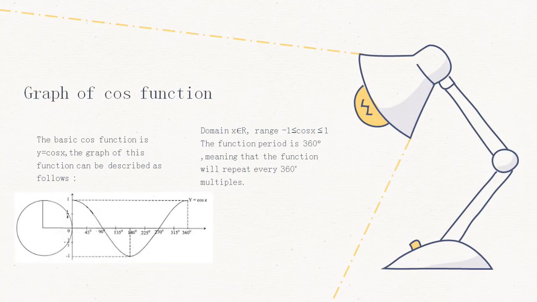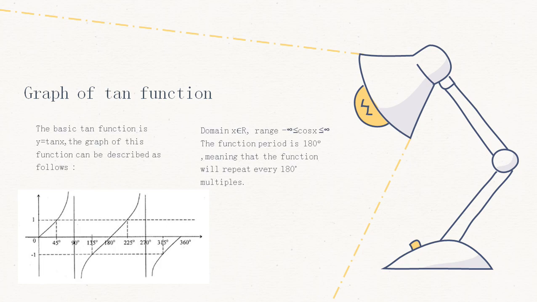And the graph of the cos function. The sin and cosine graphs are very similar. They have the same domain, x an element of R, the range is -1 less than or equal to cos x, cos x less than or equal to 1, and the function period is 360 and will repeat every 360. Okay, and if you need an example, please look at this picture.